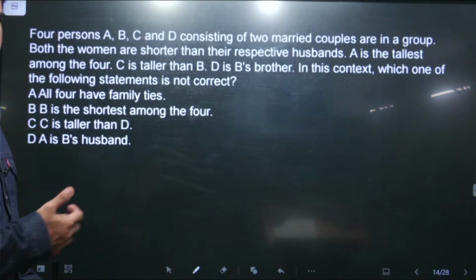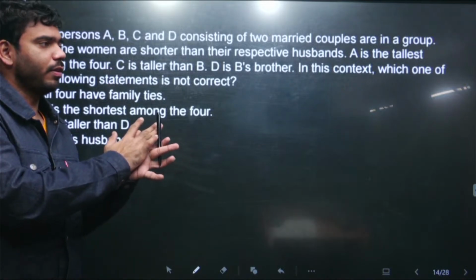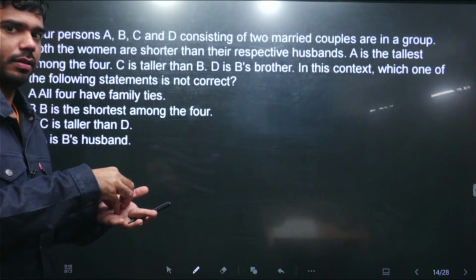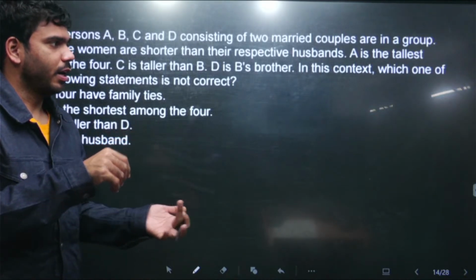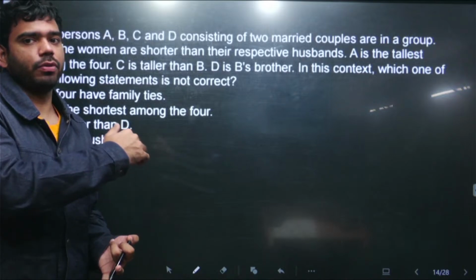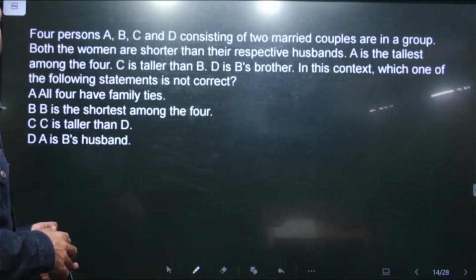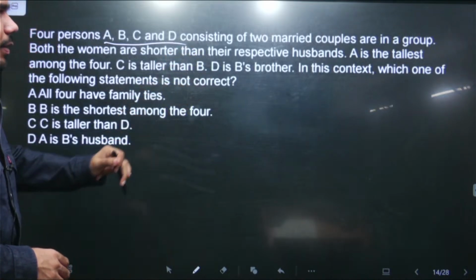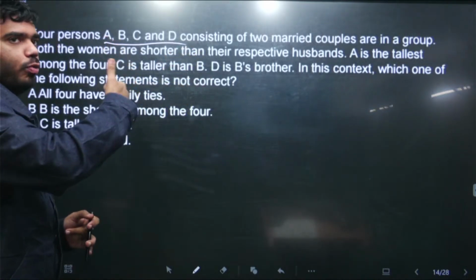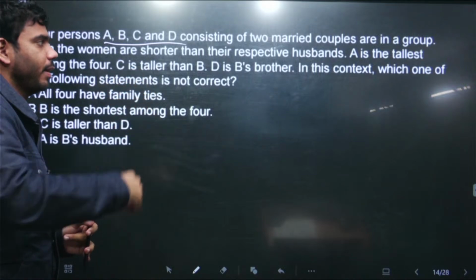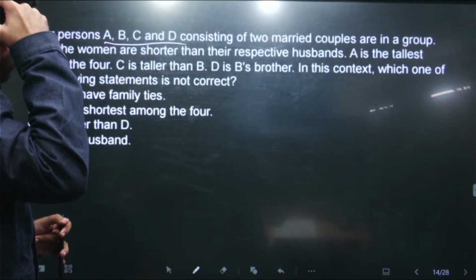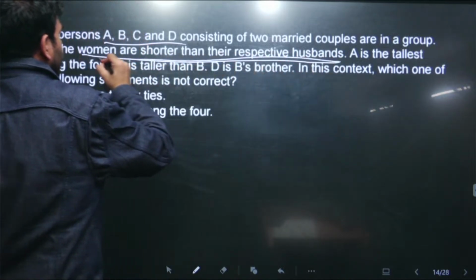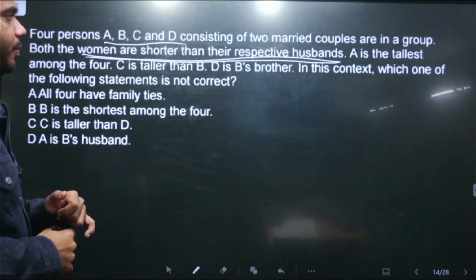These are all reasoning questions, and this is the level of question that you can expect, even in the original question paper in 2024. So it is saying 4 persons consisting of 2 married couples. 4 people are there, so there are 2 males and 2 females, and both are married couples. Both the women are shorter than their respective husbands. This is the first thing that we know.